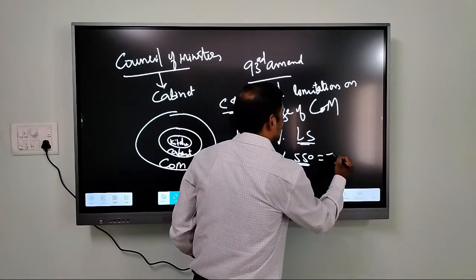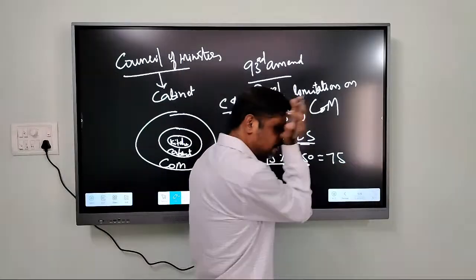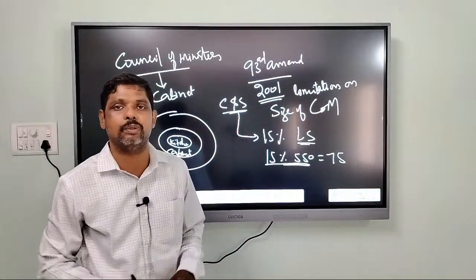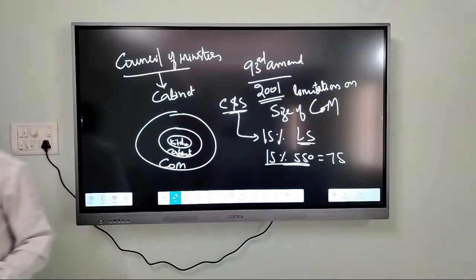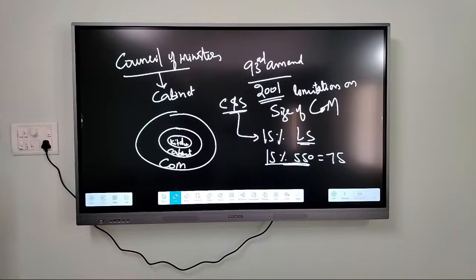సింపుల్గా చెప్పాలంటే సైజ్ ఆఫ్ కౌన్సిల్ ఆఫ్ మినిస్టర్స్ 75 కన్నా ఎక్కువ ఉండడానికి వీలు లేదు. If you take the governments in India, there were days in India where the size of council of ministers were even more than 140.